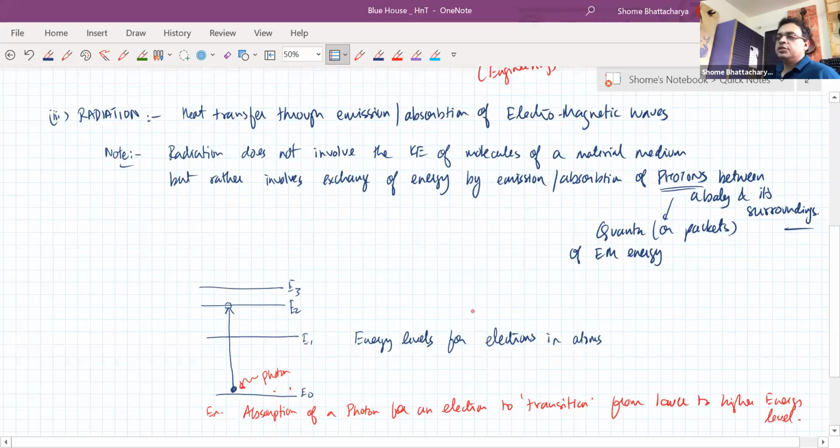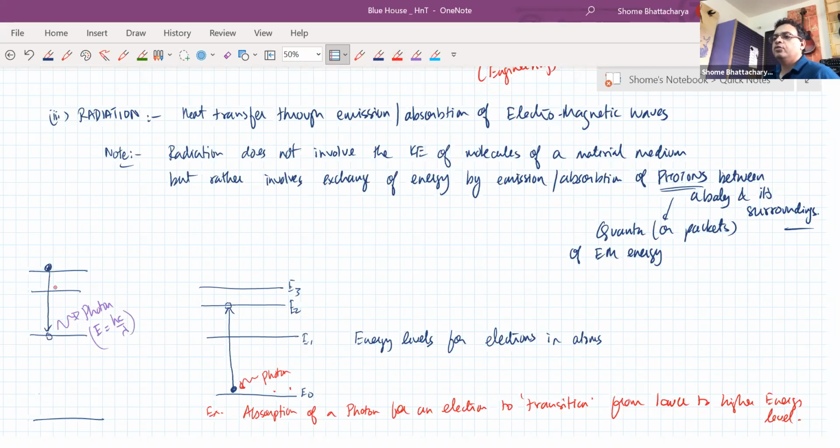Okay. Of course, the opposite of this can also happen. An electron in a higher energy state can transition to a lower energy state, and in the process it will emit a photon. So in such a process, there will be an emission of a photon. From atomic structure, you already know that the energy of a photon is given by the formula hc by lambda. But that's not going to be important for us over here.